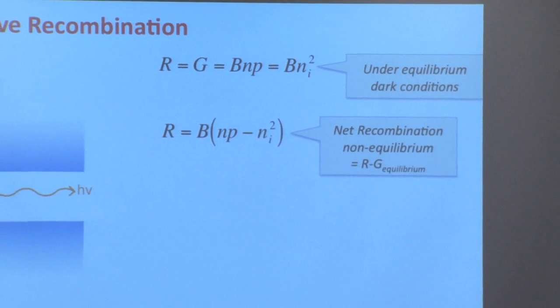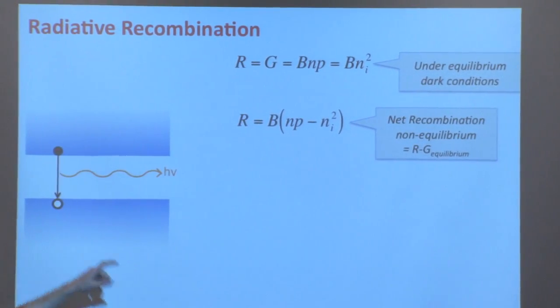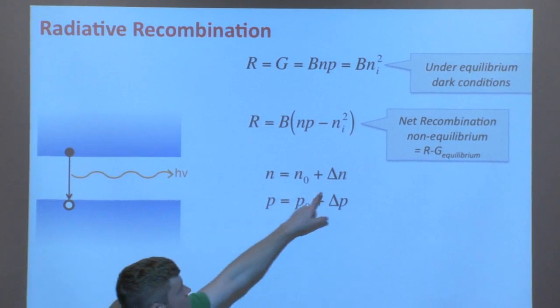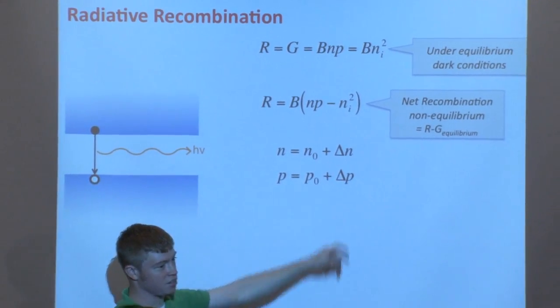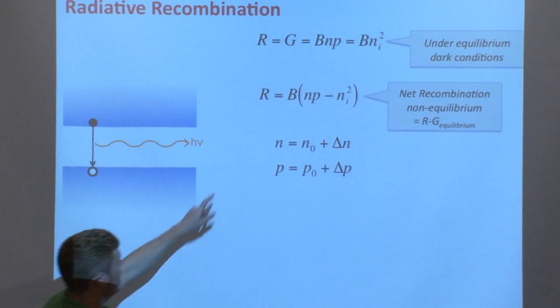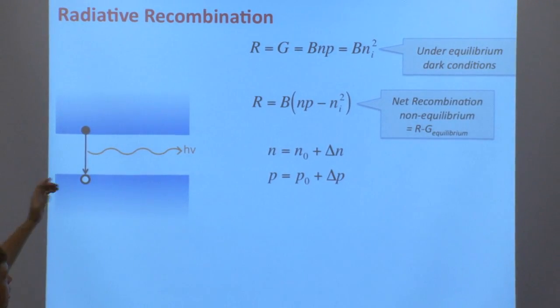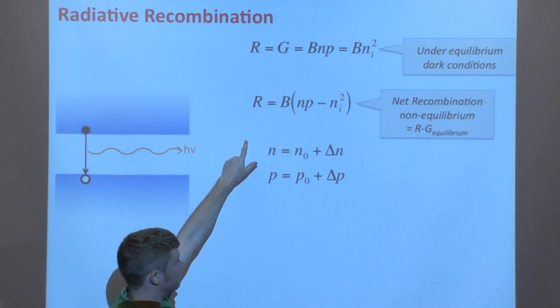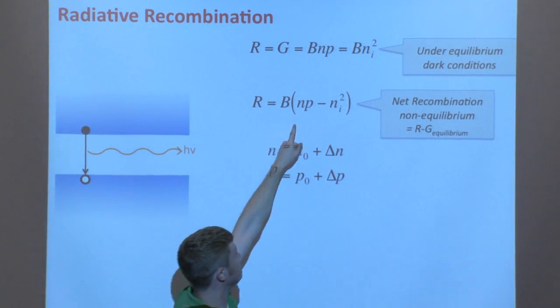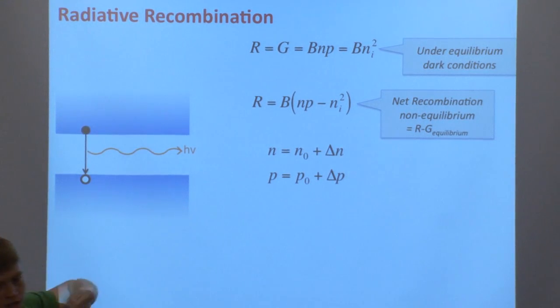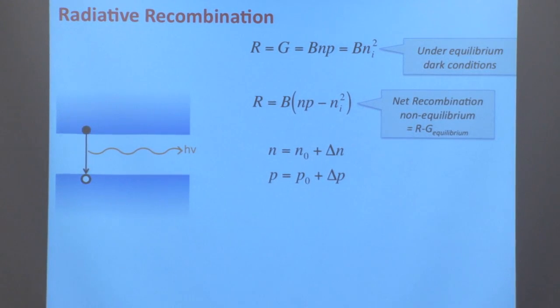Now, when you shine light on it, your n is equal to n_0 plus delta n. So this is your excited carriers, your excess carriers. So your n now increases and is greater than n_i. And your net recombination rate is determined by this equation right here: Bnp minus Bn_i squared. So the difference between your equilibrium and your now excited carrier concentrations.